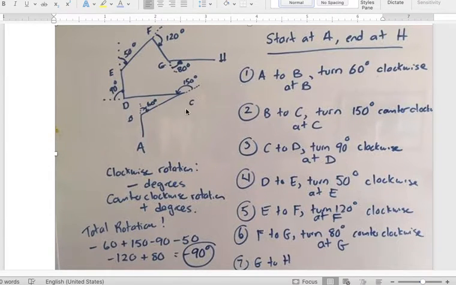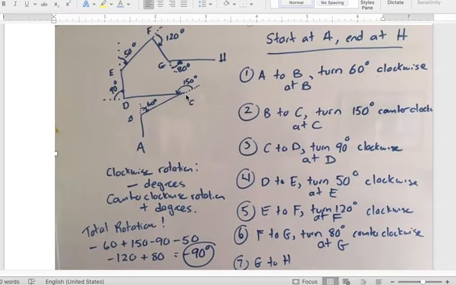For number one, the person goes from point A to point B. And once they get to point B, it says they turn clockwise 60 degrees. So clockwise is going the direction of a clock, right? So see, there's a 60-degree rotation clockwise. So if you measure this angle there, it'd be 60 degrees.